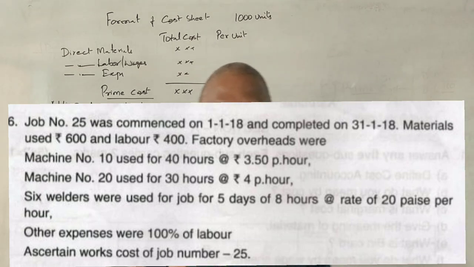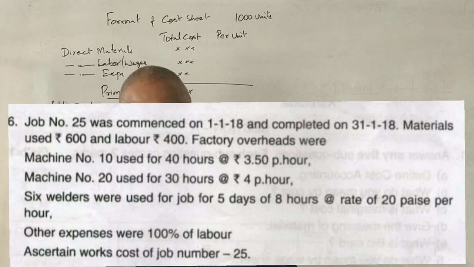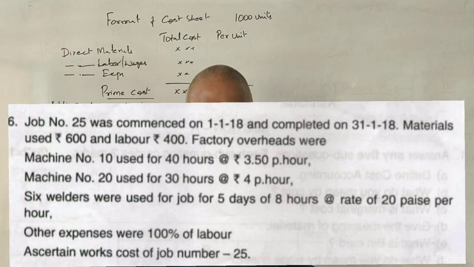This is called a cost sheet or a job cost sheet. We have taken a job. We have taken a contract of completing a job. For completing that job, we incurred 600 rupees of material and labor of 400 rupees.